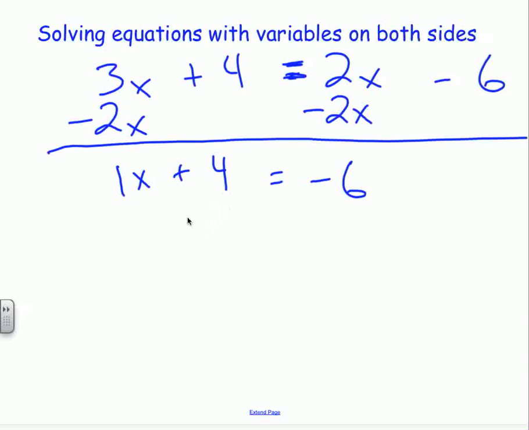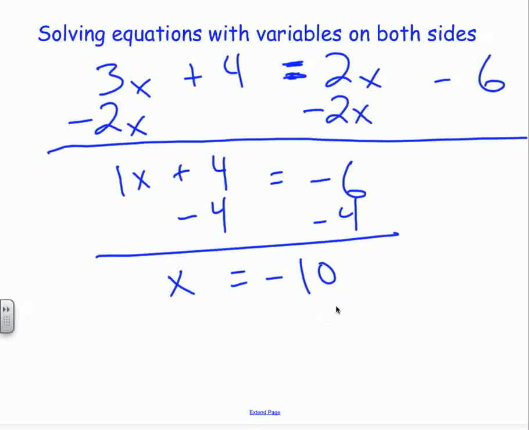So I have plus 4, get rid of my 4 over here from both sides. This drops down as 1x or x. We don't have to write it as 1x. -6 minus 4 is -10, and that's our answer.